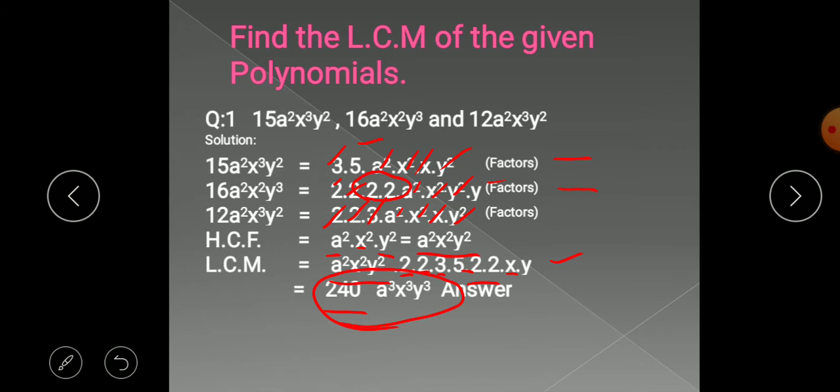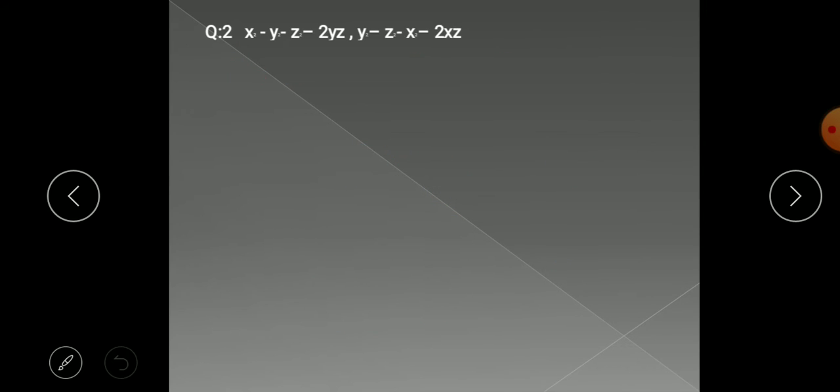In a similar pattern we will follow the next questions: we have to find the factors, then find the HCF, and then we will find the LCM. Now see question number 2: x square minus y square minus z square minus 2yz, and y square minus z square minus x square minus 2xz.